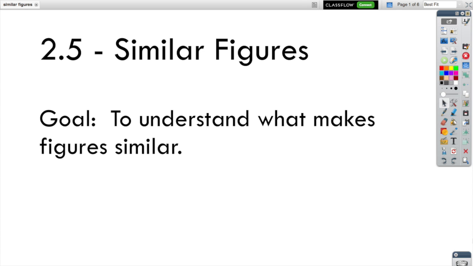Lesson 2.5, Similar Figures. Our goal today is to understand what makes figures similar, just like we discussed in class. Before we go any further, don't forget, some of these notes you've already put in. In fact, a lot of them look similar to what you've already accomplished in class, but it's good to watch the video just to see if your definitions and your understanding match up with what you wrote down in your notes.